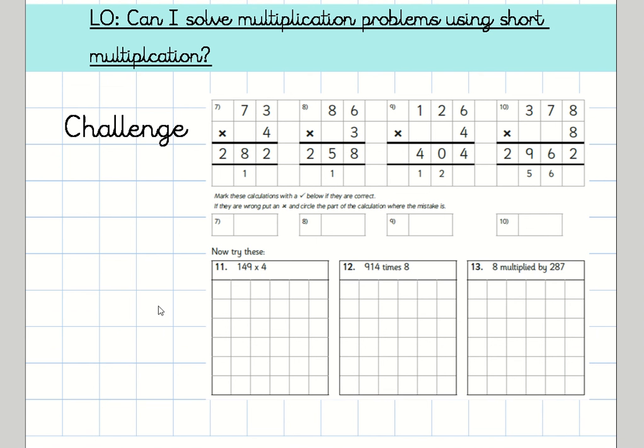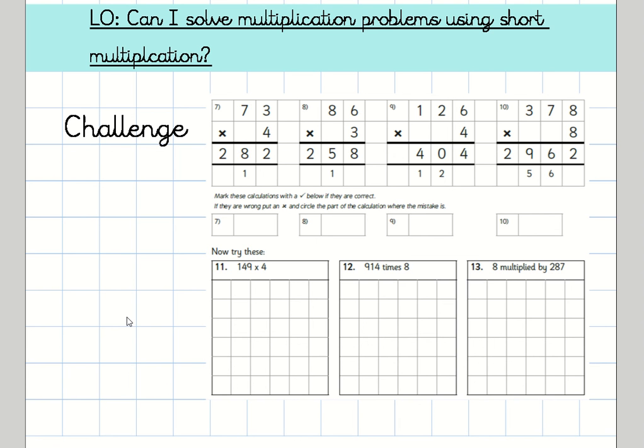For your challenge, there are 4 calculations already done for you. And I want you to mark the calculations with a tick in these boxes if they're correct. And if they're wrong, put a cross in the part of the calculation where there's a mistake. Okay? And then finally, I've got 3 more for you to have a go at.